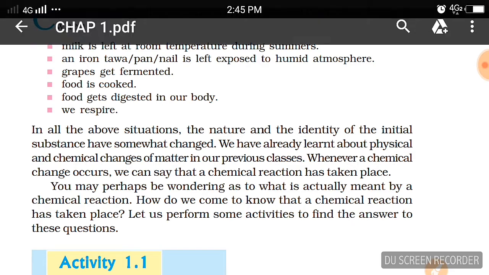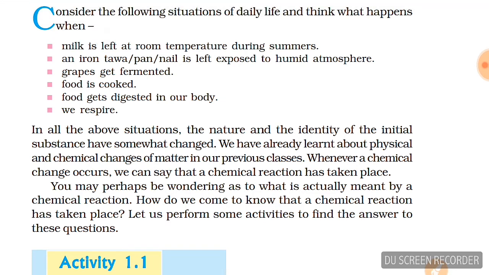So the changes which are temporary and no new substances form, for example, the stretching of a rubber band, if we are pulling or pushing something, so these changes are what? These changes are physical change. But the chemical change is just the reverse of the physical change. Here what is happening is that new substances form and these changes are permanent changes.